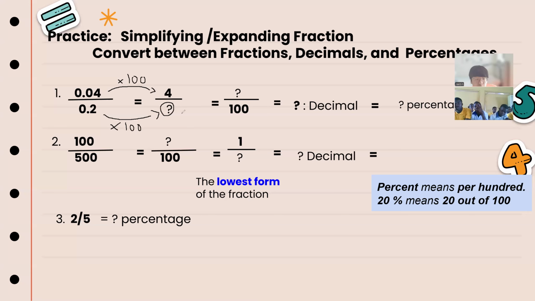So what will be this number? This denominator here. That would be 20, right? 20. Yeah, because we multiply 100 by 0.2. We should get 20, right?